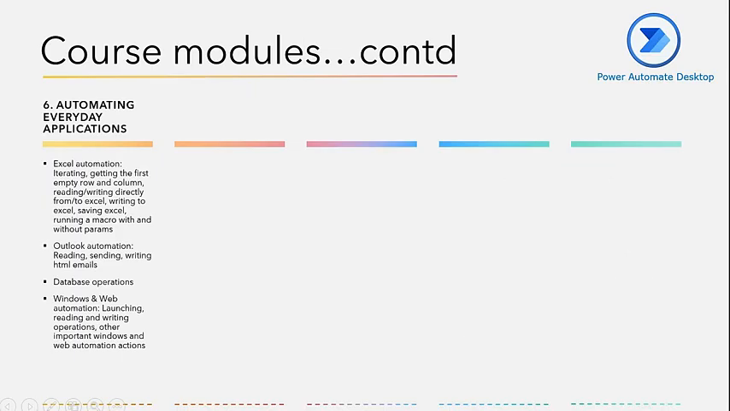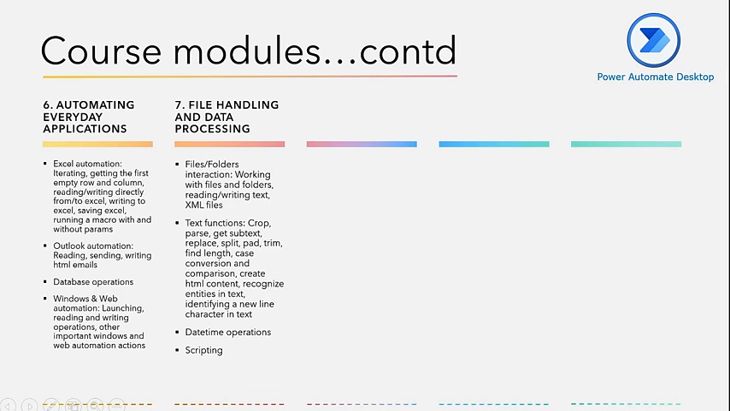Then comes the sixth module, automating your daily applications like Excel, Outlook, database, Windows, and web. You will be performing all the CRUD operations, create, read, update, delete, like getting the available row, iterating through the data of the Excel, saving the Excel, running the macro with and without parameters, sending emails, writing HTML emails, and so forth.